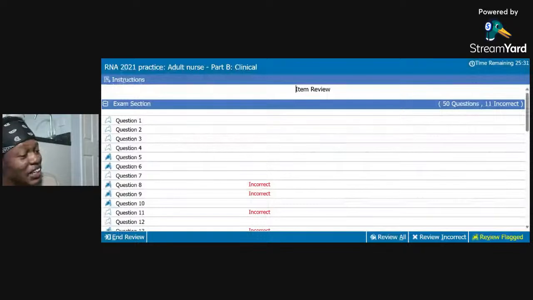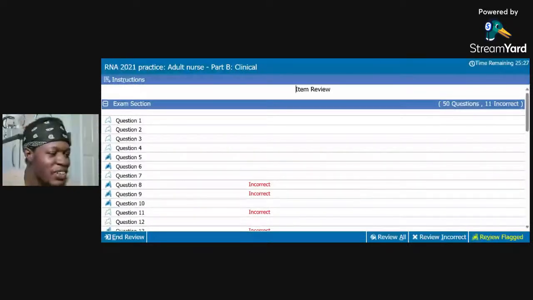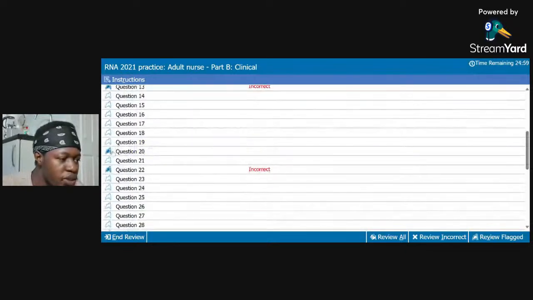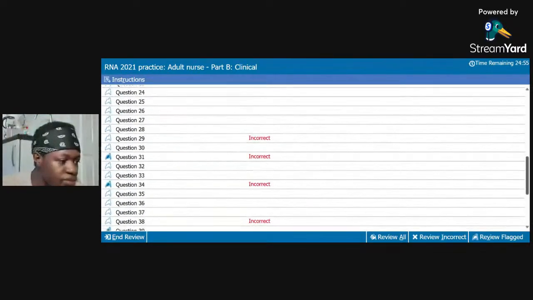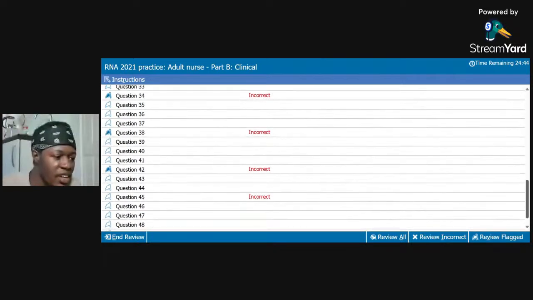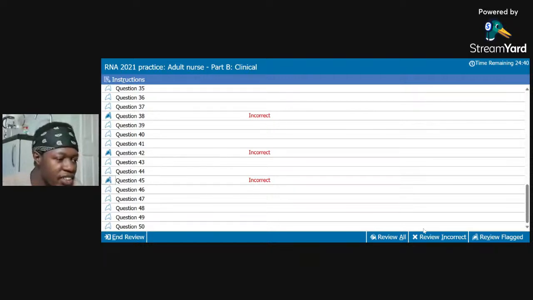Oh my god, 11 incorrect. But we tried anyway. And it's funny enough that most of the ones that I flagged were correct. Okay, let me remove those ones so we'll go through the ones that we did not get. So we'll get 29. And it's mostly the ones that I did not flag. Oh, okay, I flagged 42 and 45. Okay, let's review the flagged ones, guys.